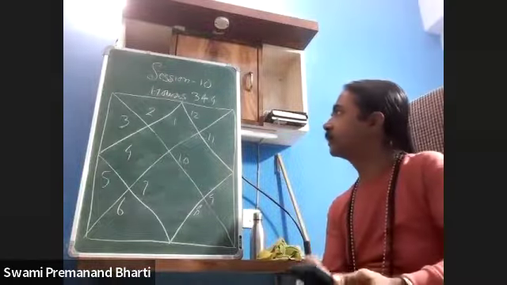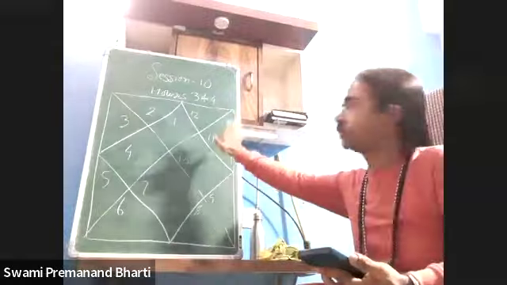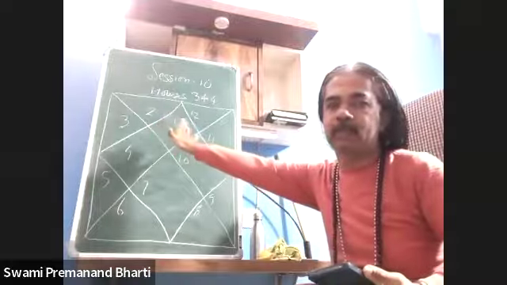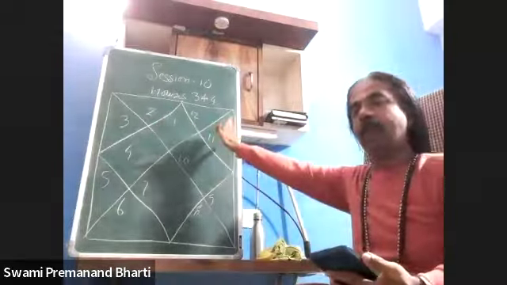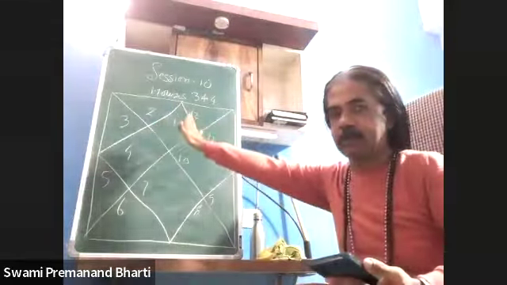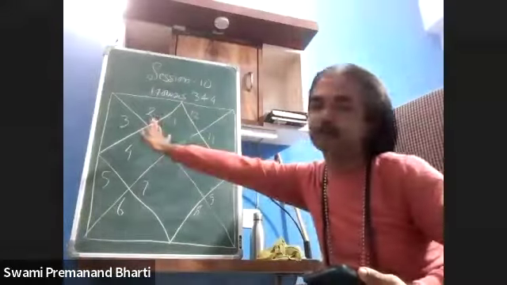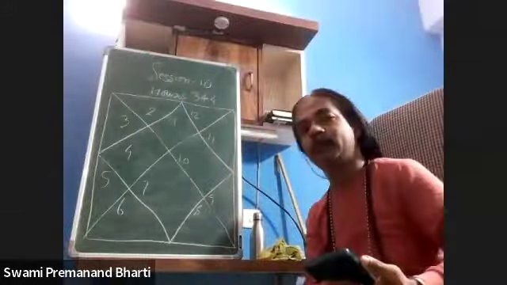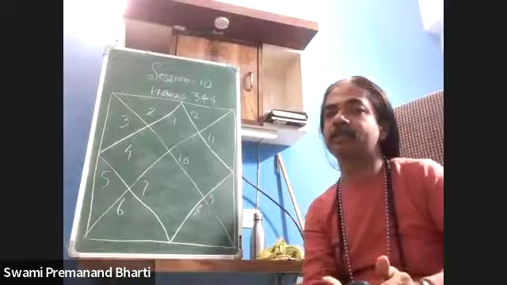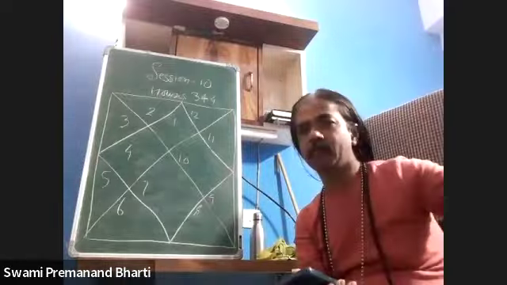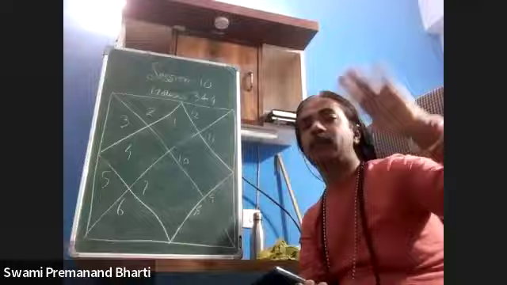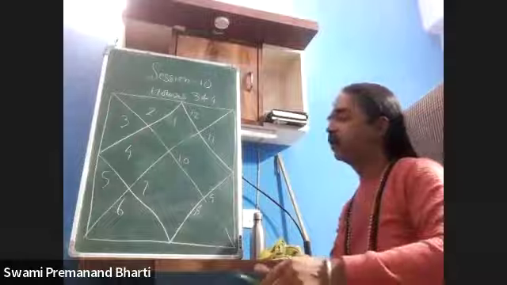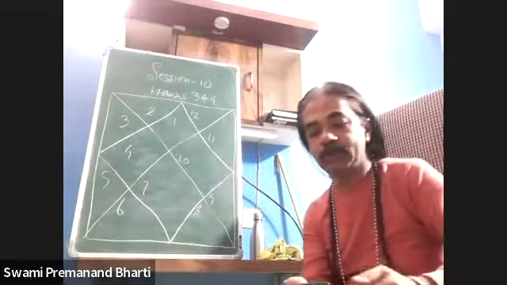So as I said, first house is where the child takes birth. Second house is when the family comes to see the child. After family, who comes to see the child? Neighbors. After family, neighbors come to know that there is a child who has taken birth in the neighborhood. So after family, neighbors come to see the child. It is as simple as this. So third house represents your neighbors, your close neighbors.